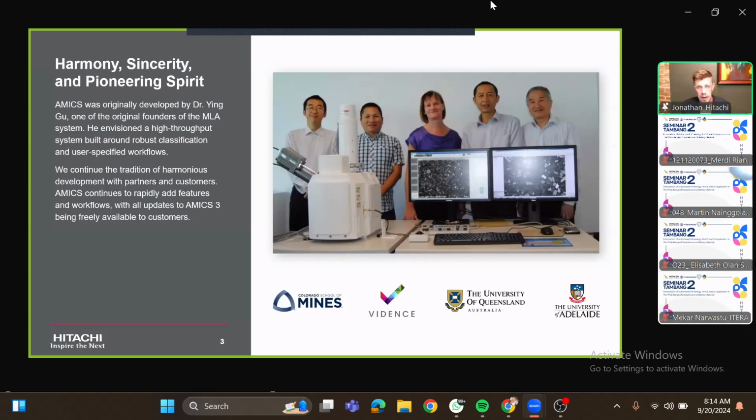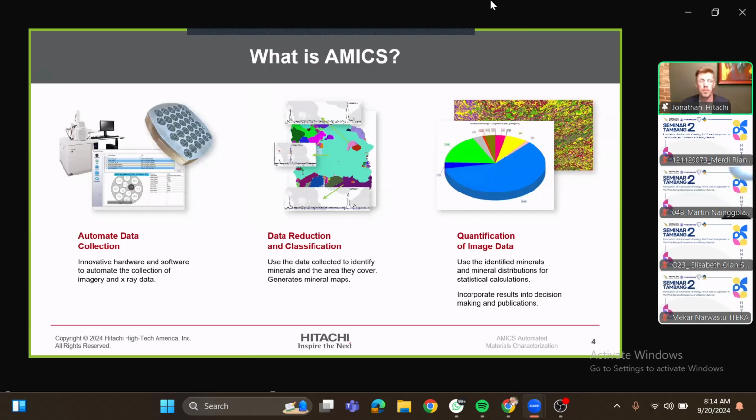So what is AMICS and what is automated materials characterization? The first and most important part of the system is that it allows the scanning electron microscope, which you may be familiar with, which uses an electron beam to generate images of materials below the resolution that would be available to a light microscope. It also uses detectors to detect the elemental composition of the material it's measuring. Now, the scanning electron microscope is traditionally used to make very nice, beautiful, but single images of samples.